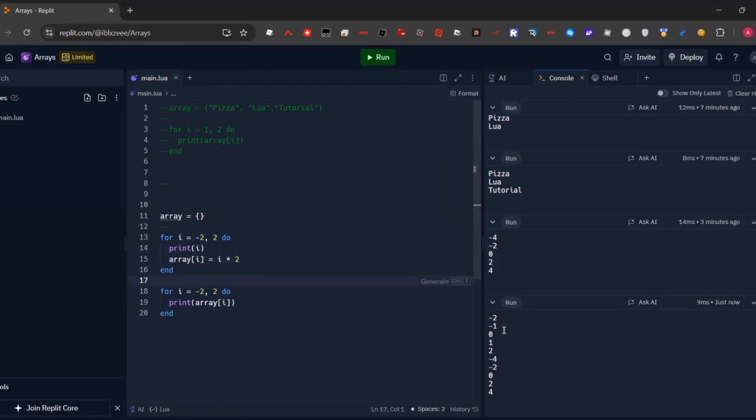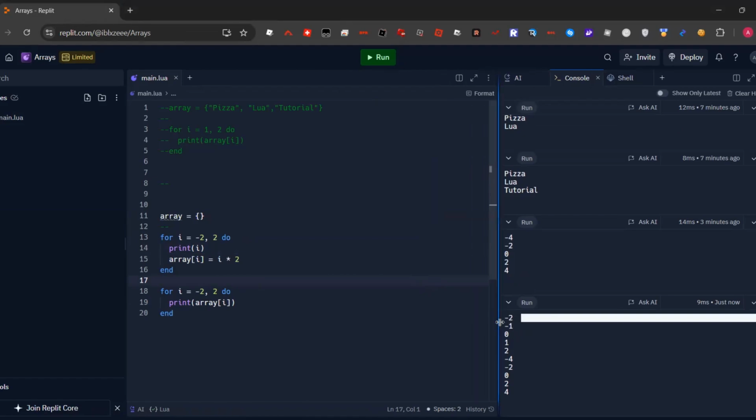Okay. So the first value of I was -2, and the second value of I was -1, then 0, then 1, then 2. Okay. So it's like this. So now you see how it's printing.